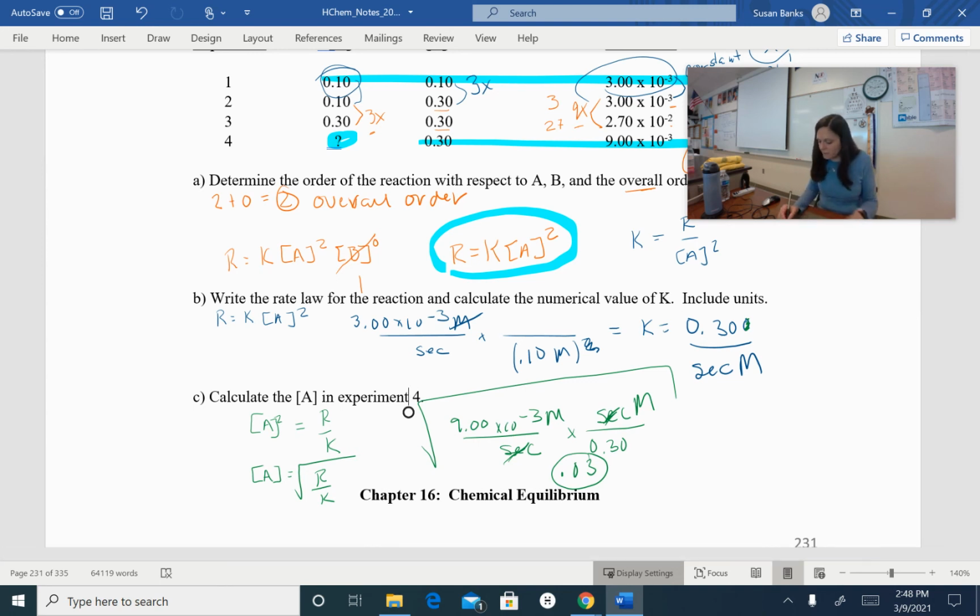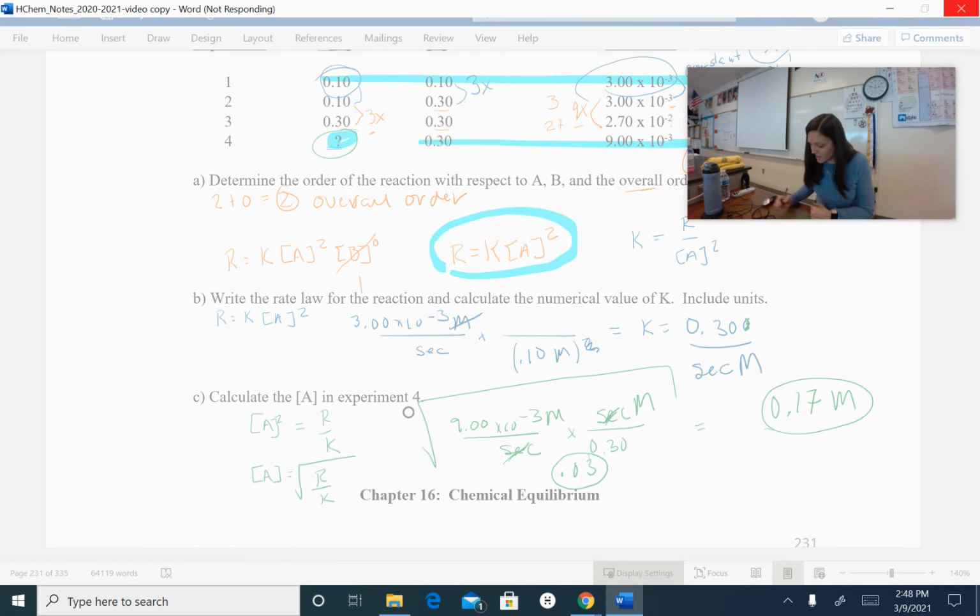Okay, and when I take the square root of that, I get to 2 sig figs, because I really only have 2 sig figs, 0.17. And my unit, molar squared, the square root of squared is just molar, which is the unit that I want. So my concentration of A is going to be 0.17 molar.